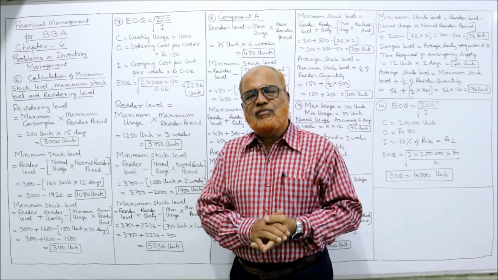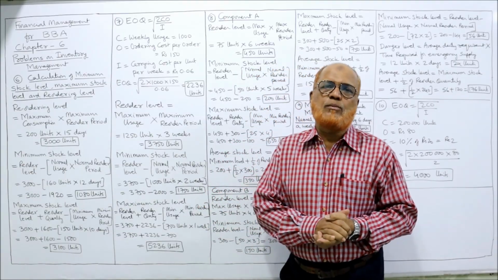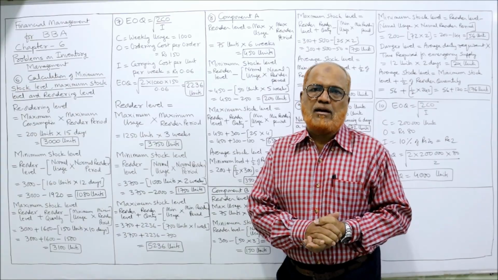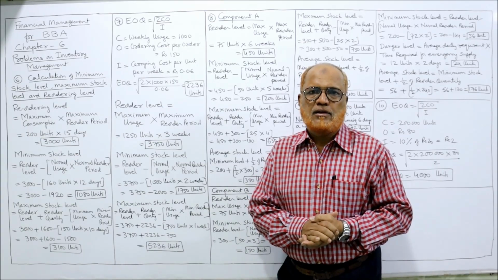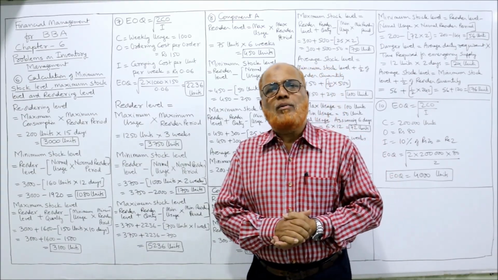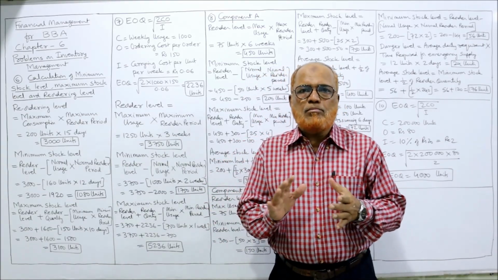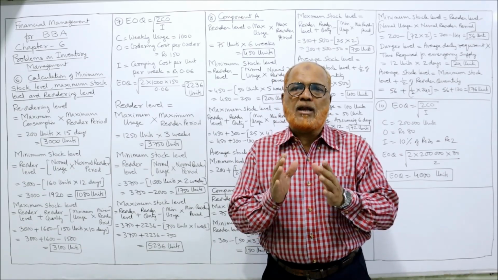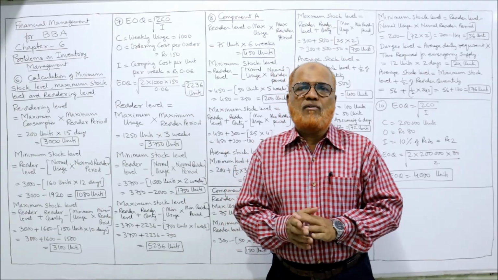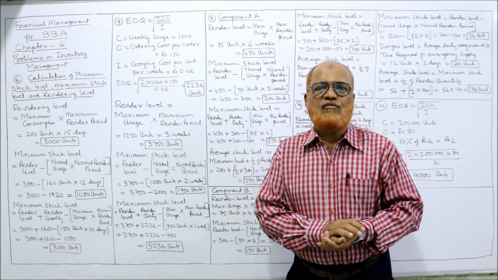That's all. So totally 10 problems I have selected for inventory management. If you watch these 10 problems with full concentration, you can get the complete idea regarding how inventory is managed and calculated. So I have completed all the problems on inventory management. This marks the end of the chapter on inventory management, and I have also covered all the units of financial management for BBA.